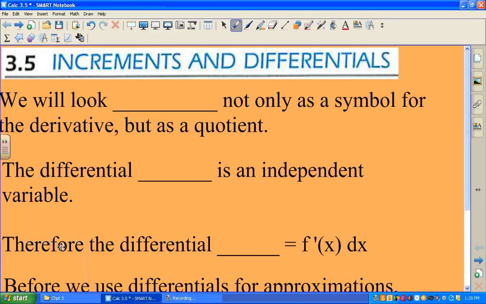We will look at the derivative, not only as a symbol, but as a quotient. Now that one doesn't look like a quotient, does it? No. We also know in your textbook there were 4 or 5 different ways of writing the derivative. One of them is dy over dx.